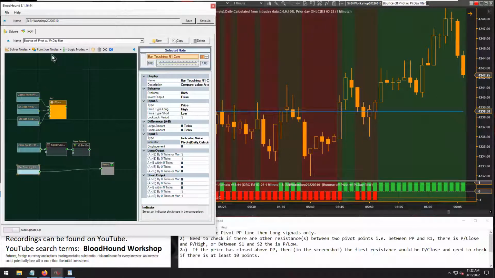So we want to filter out the bars that have a long and a short output at the same time, and we want to strip out the bars that have a long only, right? Because all these bars with a long only, they're not touching. So we want to strip those out. And to do that, we can use the long short modifier.